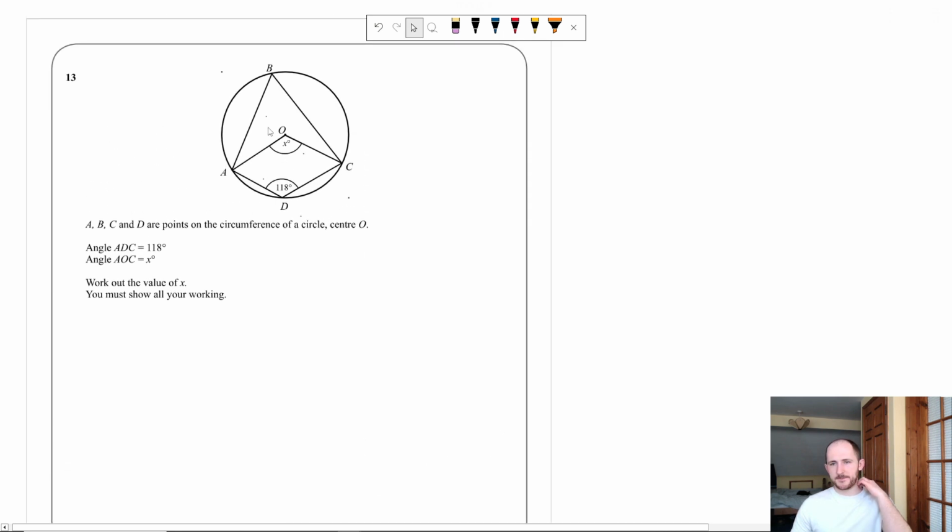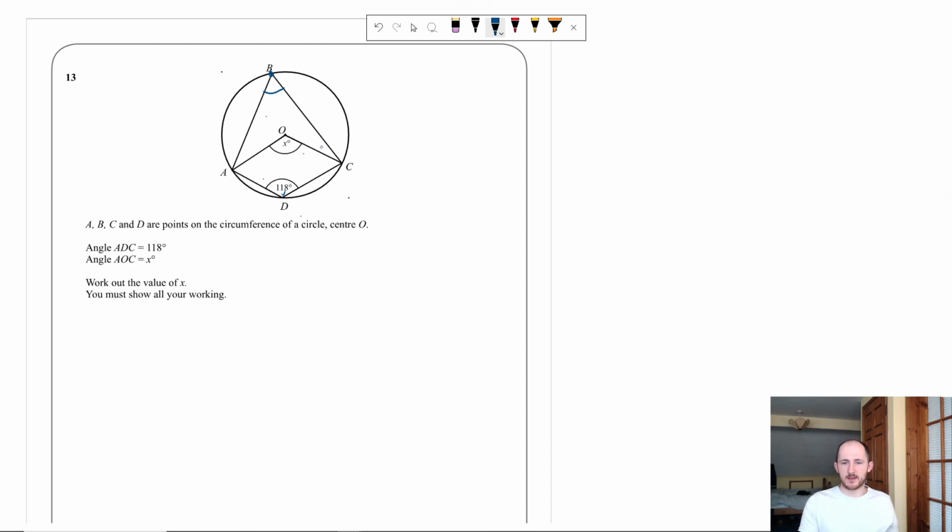Another 3 marker. Okay. So A, B, C, D are points on the circumference of a circle centre O. We need to work out the value of x. Now the mistake with this question is that people would say it's a cyclic quadrilateral, therefore 180 minus 118 gives me that answer. No. Cyclic quadrilateral means all 4 points are on the circumference. Okay? So, in other words, this is actually the opposite angle to 118.